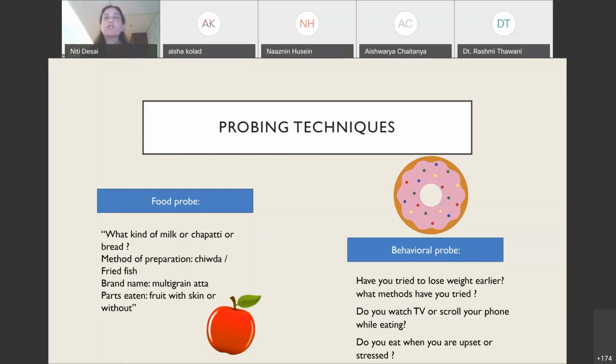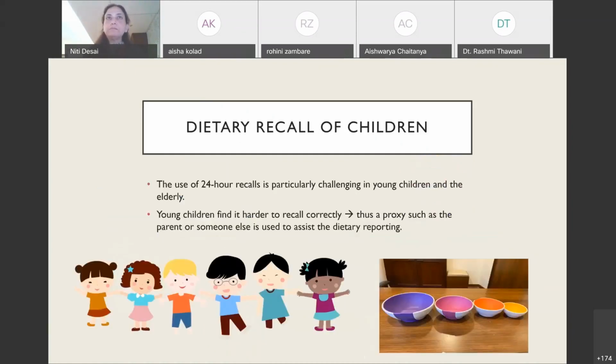Similarly, for fried fish, is it pan fried? Is it deep fried? Similarly, behavioral probes. Have you tried to lose weight earlier? Do you watch TV or scroll your phone while eating? Extremely important: do you eat when you're upset or stressed?